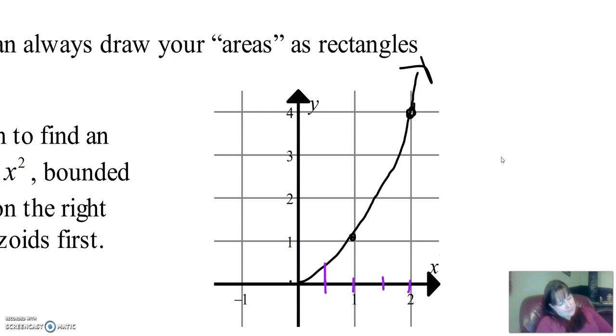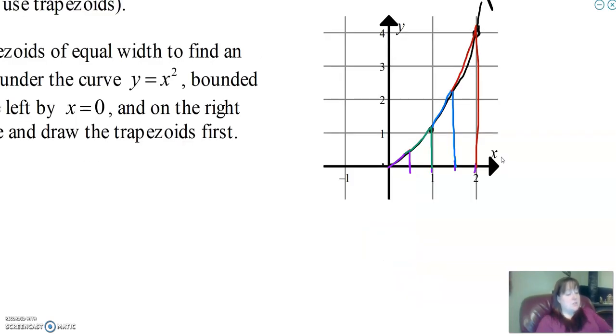And so this trapezoid is going to be like this. And then this trapezoid is going to be here. And then this one is going to be here. And then this one, there. Do you see how much closer to the curve that gets? It actually gets really, really close to the curve as a trapezoid because slanted lines and curves are very similar. So we're going to now figure out the area of each of these trapezoids.